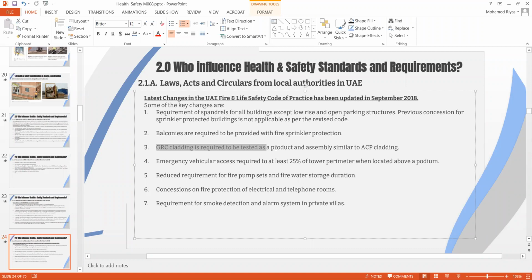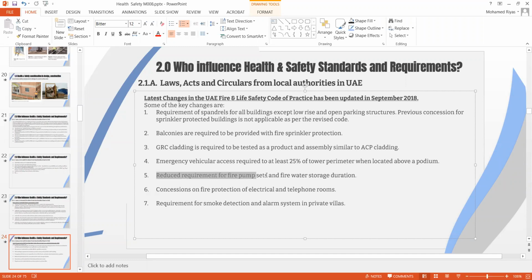GRC cladding is required to be tested as a product assembly similar to ACP cladding. Even GRC needs to go through a test certificate, similar to ACP cladding. And emergency vehicular access is required for at least 25% of the tower perimeter when located above a podium. This is the new requirement for the fire and life safety code.